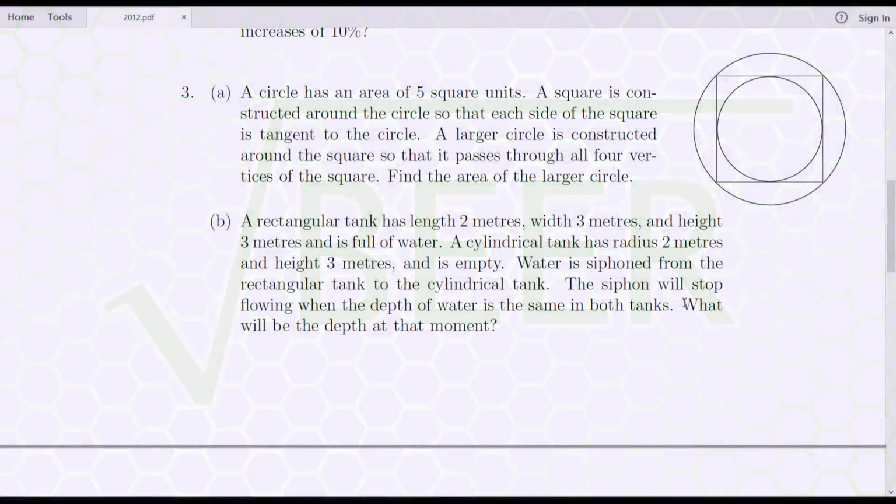Hello and welcome back to question number 3 on the 2012 Manitoba Mathematical Competition. We have two parts to question number 3.